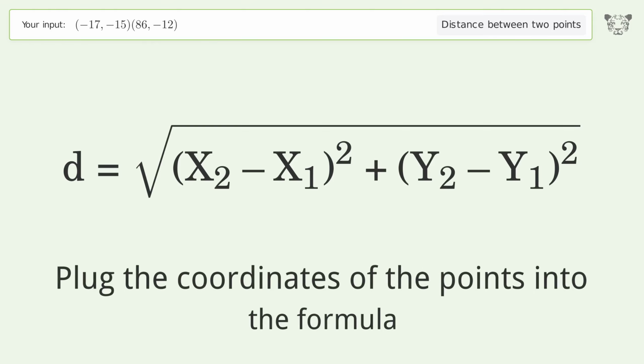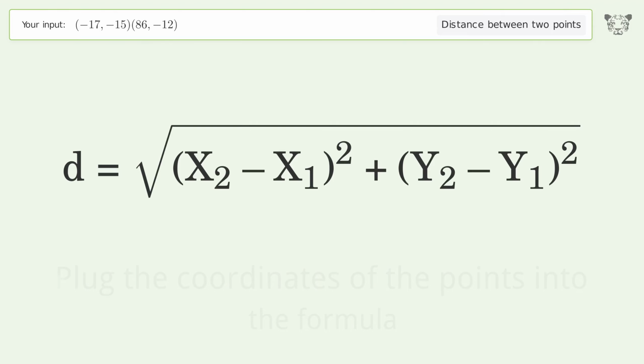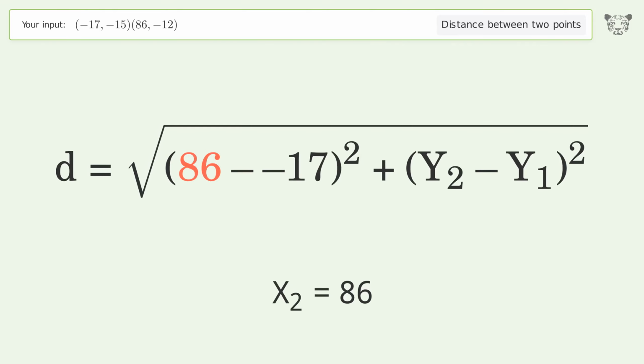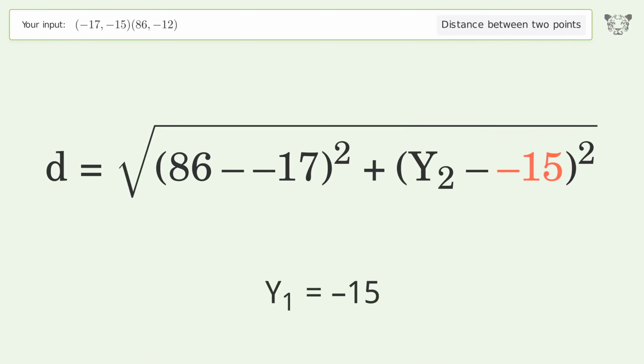Plug the coordinates of the points into the formula. x1 equals -17. x2 equals 86. y1 equals -15. y2 equals -12.